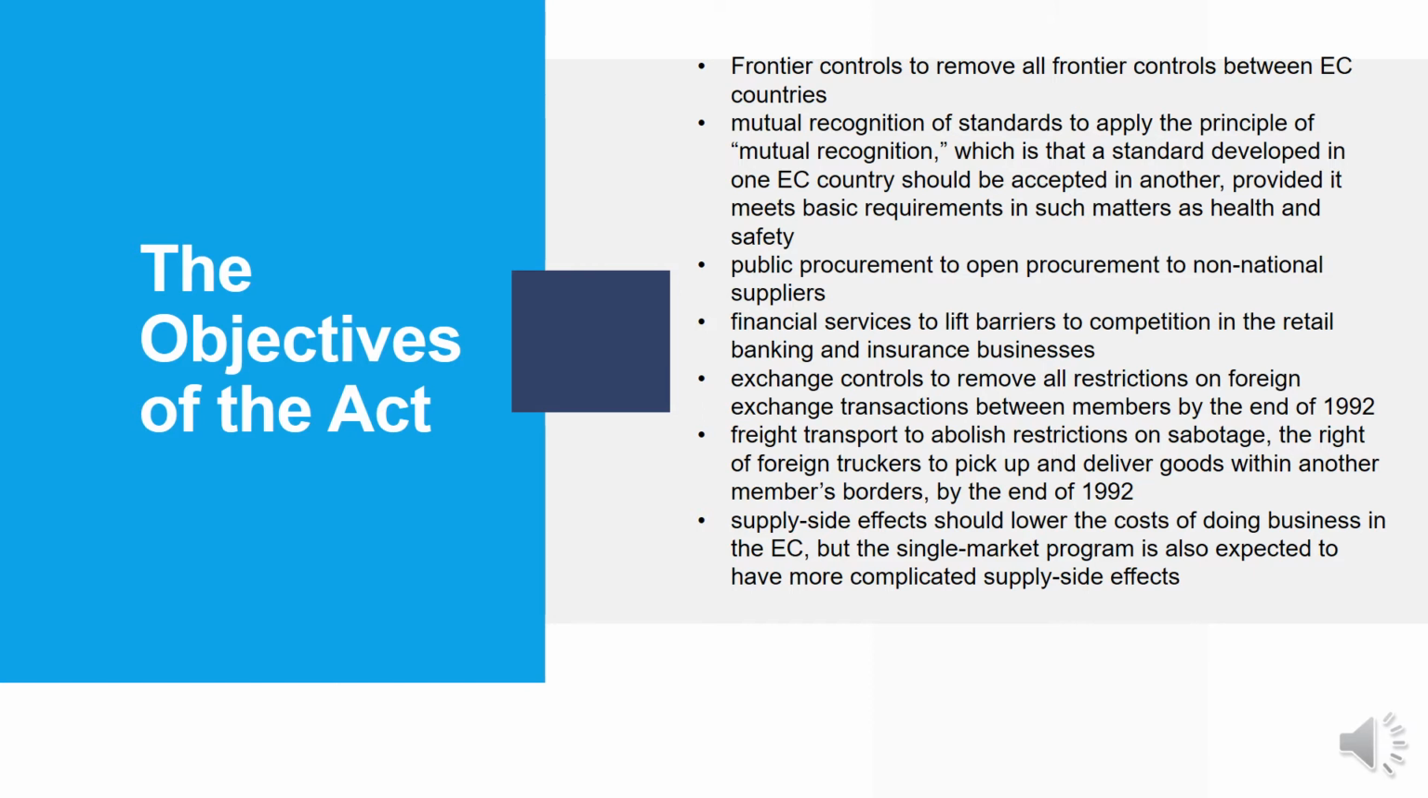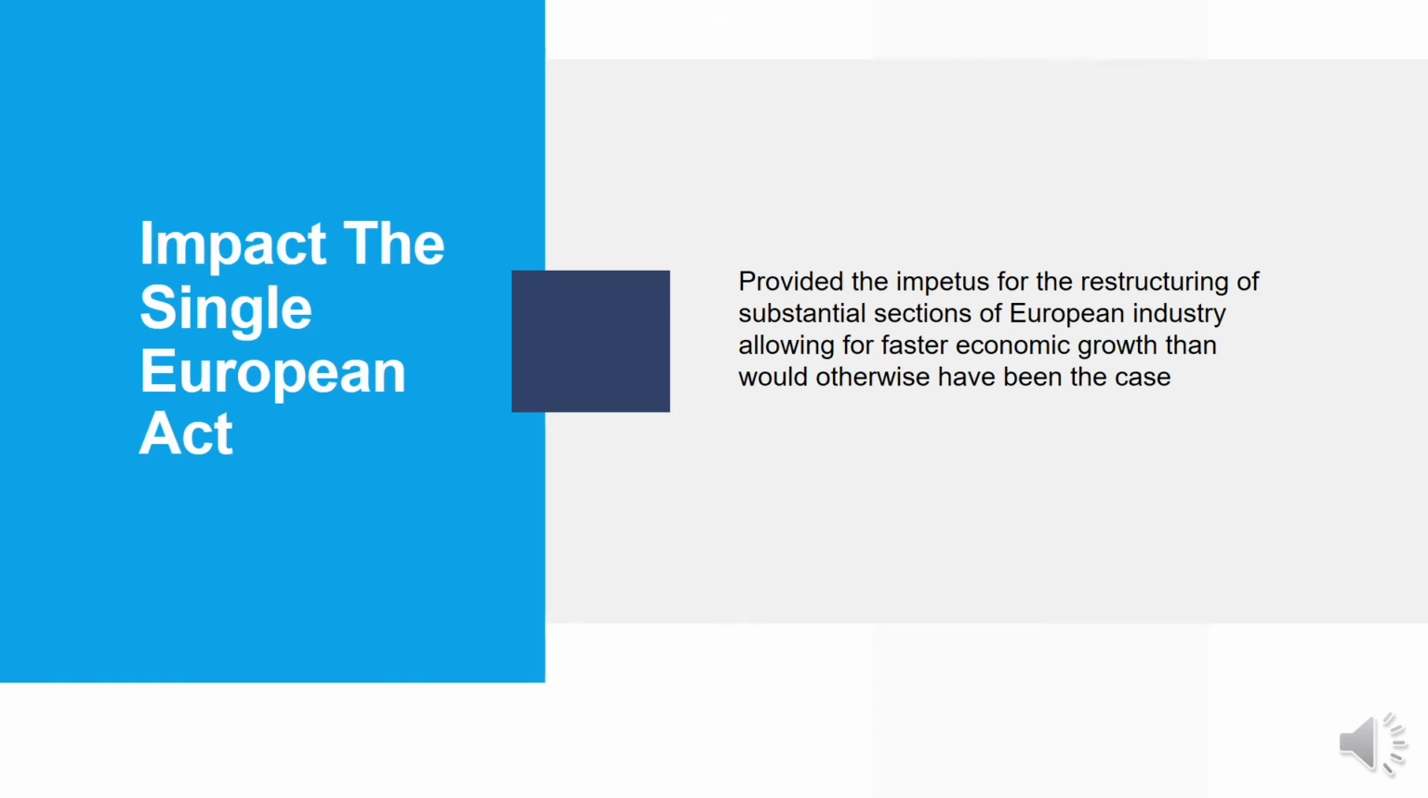And the last objective here, supply side effects. It should lower the cost of doing business in the EU, but the single market program is also expected to have more complicated supply side effects. Okay, one more. The impact of the Single European Act: it provides impetus for the restructuring of a substantial section of European industry, allowing for faster economic growth than would otherwise have been the case.